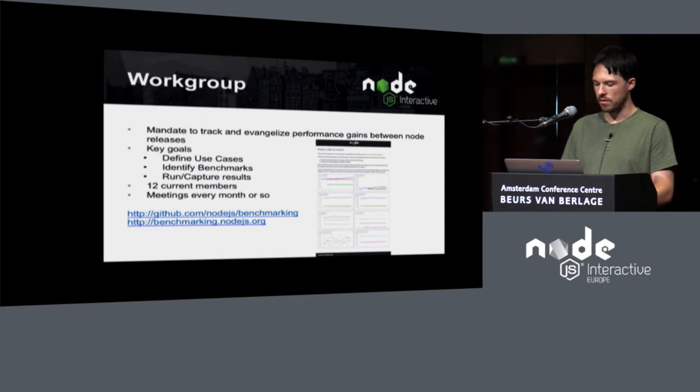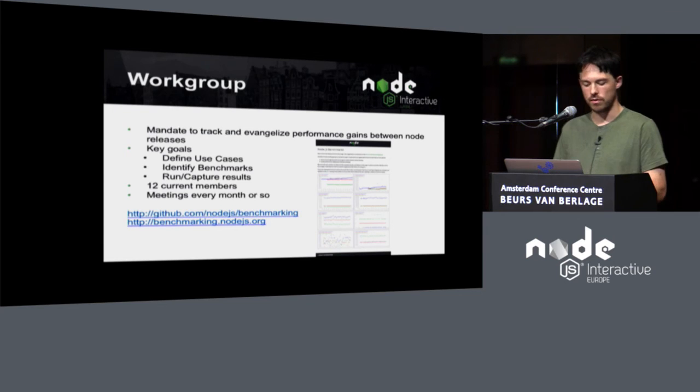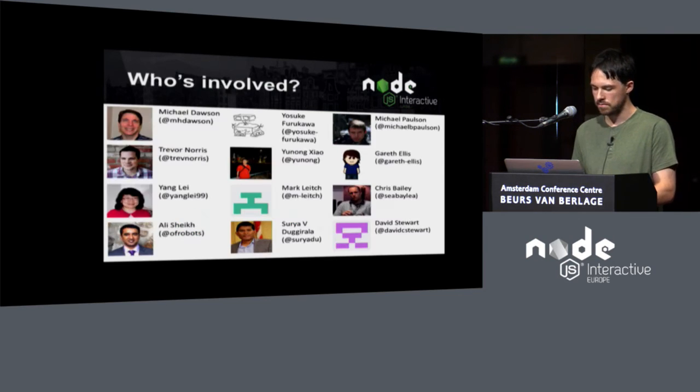So now I'm going to briefly talk about the work that we've been doing in the community benchmark work group, some of the things that we're up to and how you could also get involved. So the work group has a mandate to track and evangelize performance gains between different node releases. Some of our goals are to define use cases, identify benchmarks that we can run, and then run and capture the results. We've got 12 members at the moment. We have meetings every month or so, with the next meeting likely to happen in probably next week. So you can get some more information by looking on GitHub at Node.js benchmarking. You can also look at the graphs and charts from the results of our runs at benchmarking.nodejs.org.